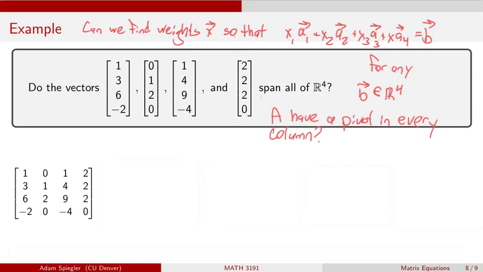So let's set up the matrix A. Again, the first column corresponds to the first vector A1. The second column is vector A2. The third column is A3. The fourth column is A4. Now to answer the original question, we can work with this matrix A and put it into reduced row echelon form. If after doing so we see that every single column of the matrix has a pivot, then we know the answer is yes. We can get any vector in R4 by taking some linear combination of these four vectors.